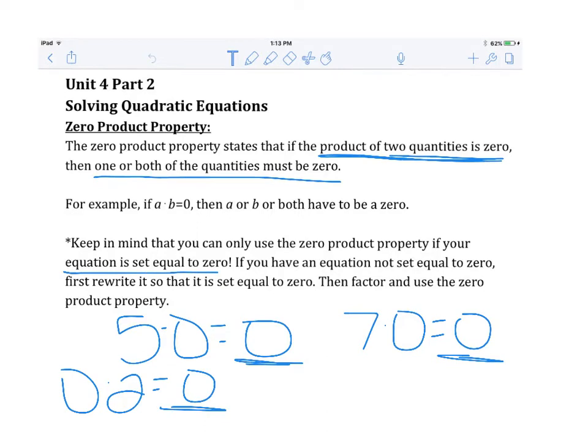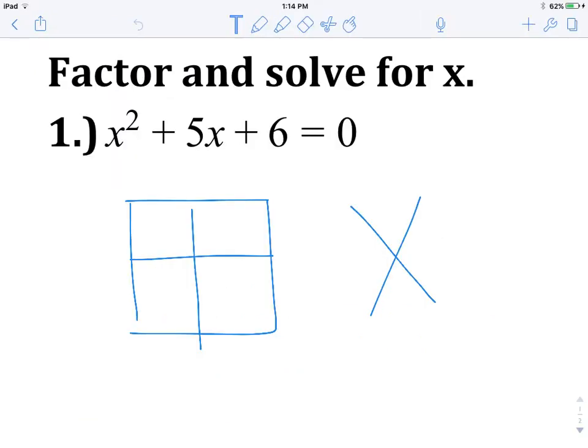If we have an equation that's not set equal to 0, which we will, we're going to rewrite it so that it does equal 0, and then we can break it down and solve. For problem 1, we are going to factor and solve for x. First off, I want to show you that this equals 0. We're used to factoring, so we're used to setting up our rectangle and our diamond. It's the same process that we used last week.